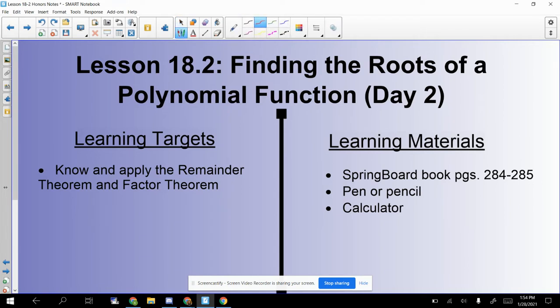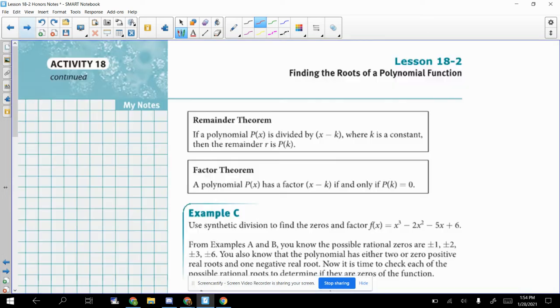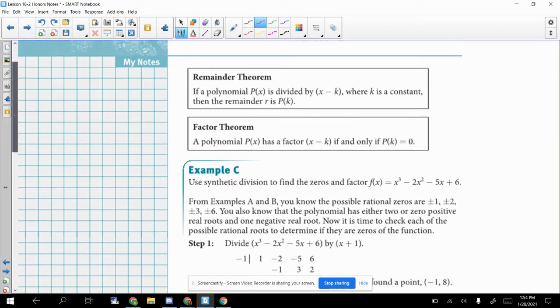And as I mentioned yesterday, we are now going to know and apply the remainder theorem and factor theorem. And technically these two theorems actually do the same thing, so it'll be your choice on which method or which theorem you prefer.